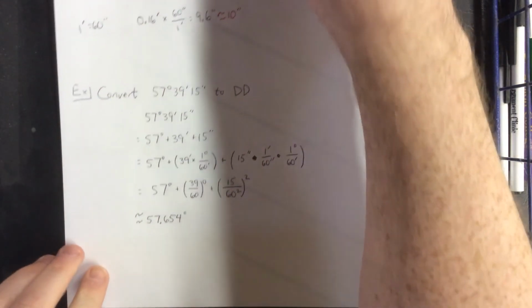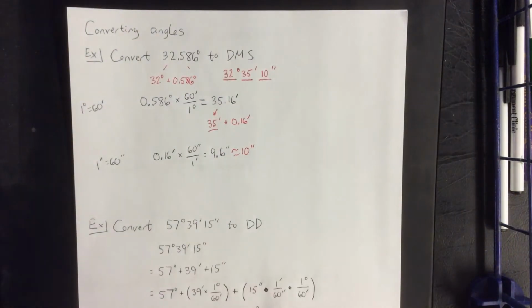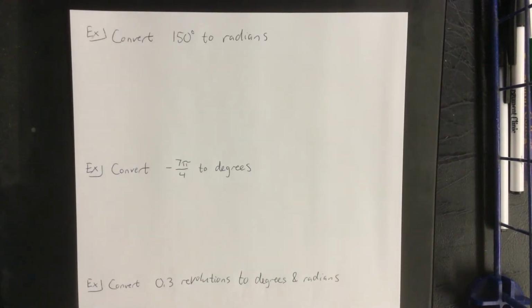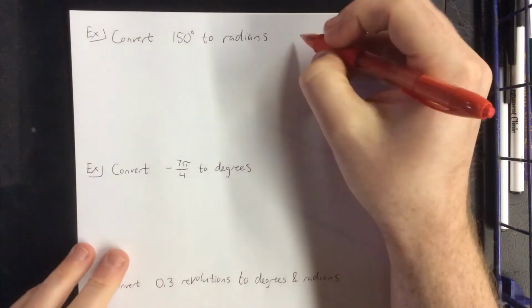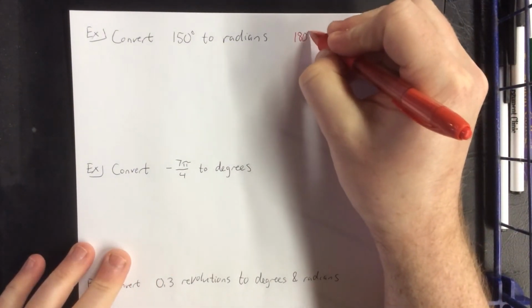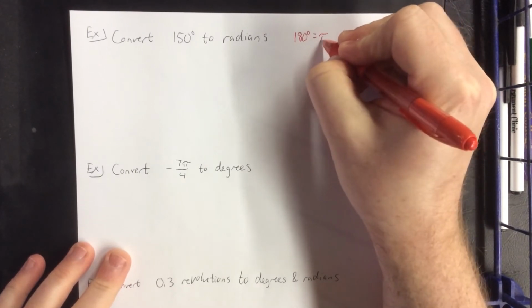Now, for the second set of conversion problems, we're going to talk about the other conversions that we had, which were degrees, radians, and revolutions. So first thing I'd like to do is convert 150 degrees into radians. The conversion that we had from another video is that 180 degrees is the same as pi radians.